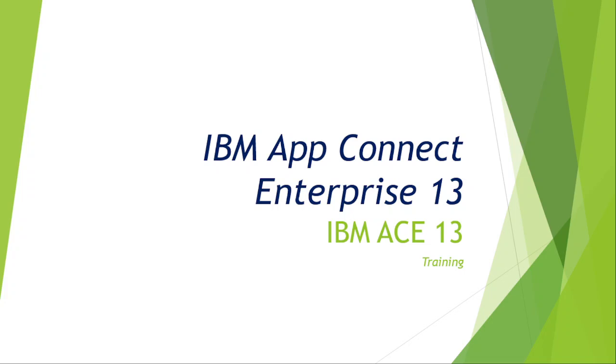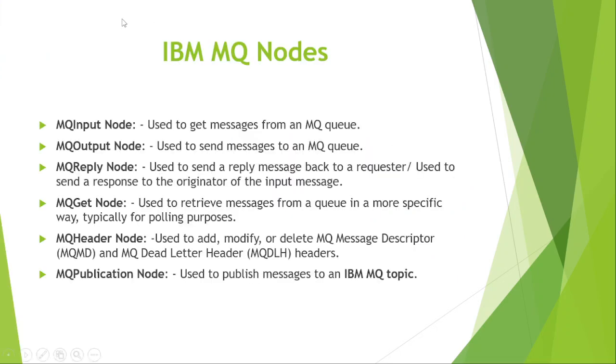Let's cover the IBM MQ nodes, and this is a part of the connector. So in IBM MQ nodes we have a total of 6 nodes: MQ input node, MQ output node, MQ reply node, MQ get node, MQ header node, and MQ publication node.